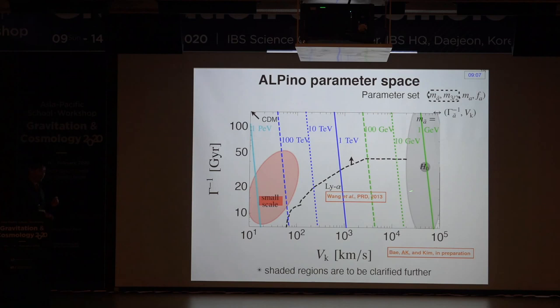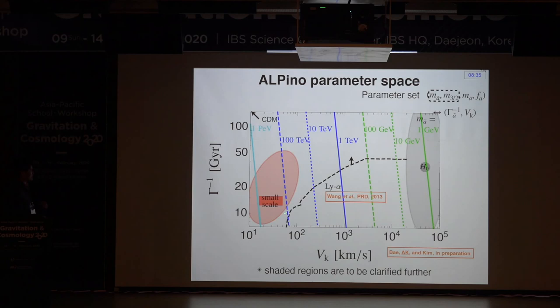constraints. And basically, this other constraint comes from the fact that this DDM behaves as a hot component in the structure formation of the universe. And if you decrease this kick velocity, then you satisfy this hot component constraint, and come to the small-scale structure formation region. So if you take this kick velocity around 10 kilometers per second to 100 kilometers per second, then you can explain small-scale issues.